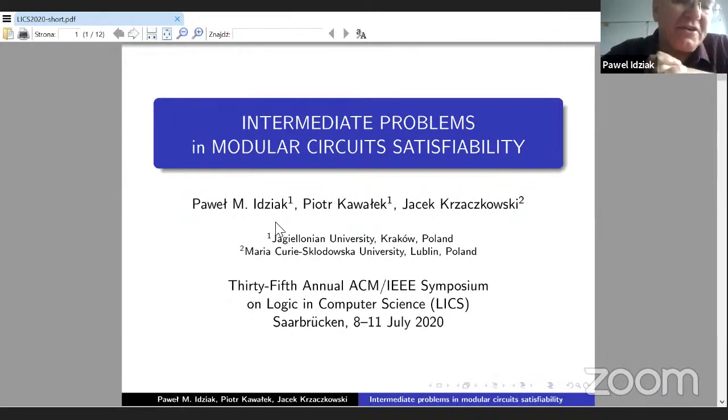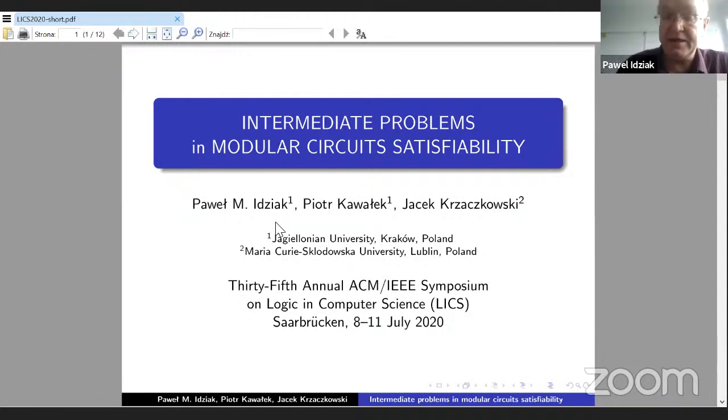I'm going to present the result obtained jointly with Piotr Kawałek and Jacek Krzaczkowski. And this concerns satisfiability, which, the classical one over the Boolean realm, can be regarded in two ways. One way gives rise to a constraint satisfaction problem. The other one gives rise to equation solving. The main difference between those two settings is that in CSP, we have the external conjunction in logic, while in solving equations, we don't have it, especially when we concentrate on a single equation, not on a system of equations.